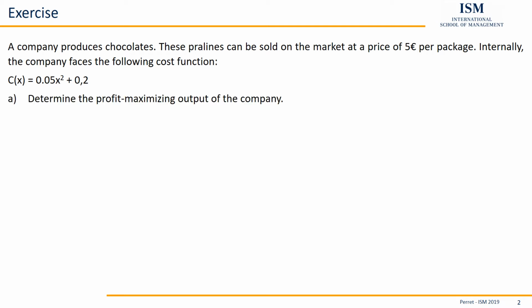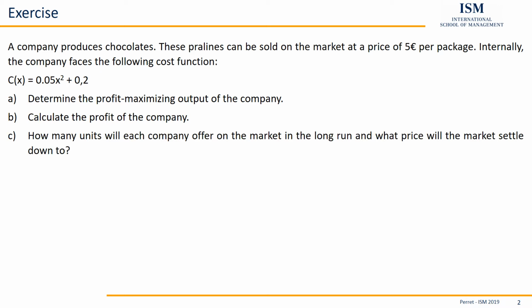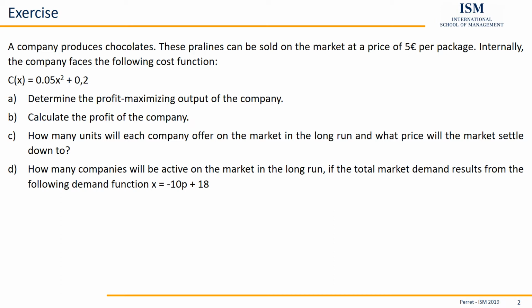Then our tasks for this: first, determine the profit maximizing output of the company. Second, calculate the profit of the company. Third, how many units will each company offer on the market in the long run and what price will the market settle down to. And finally, how many companies will be active on the market in the long run if the total market demand results from the following demand function. The demand function here is x equal to minus 10p plus 18.